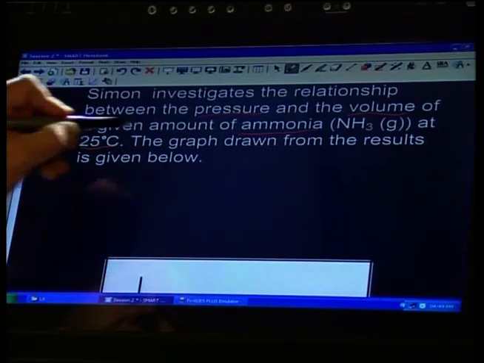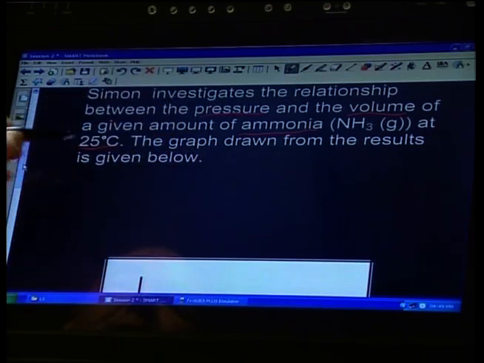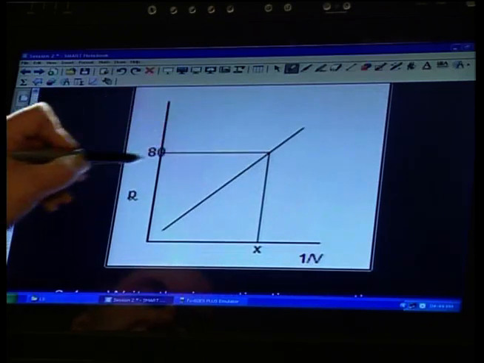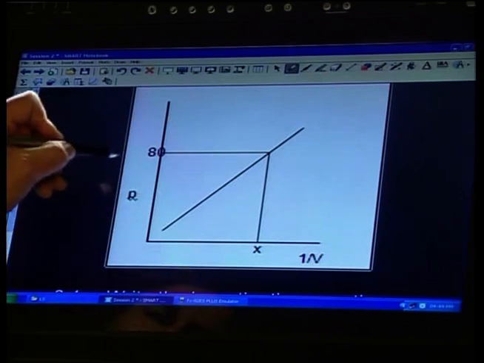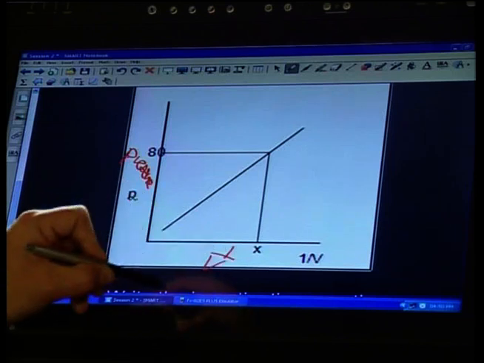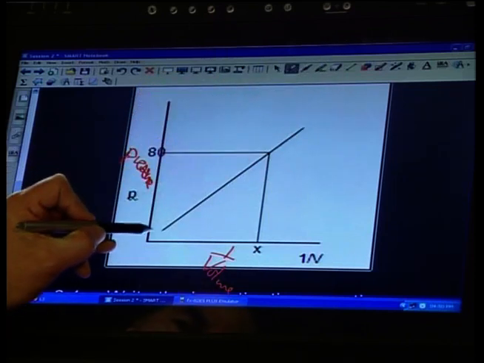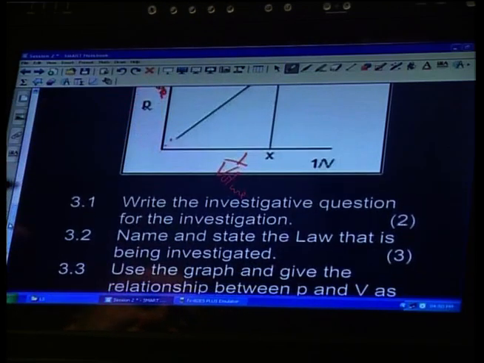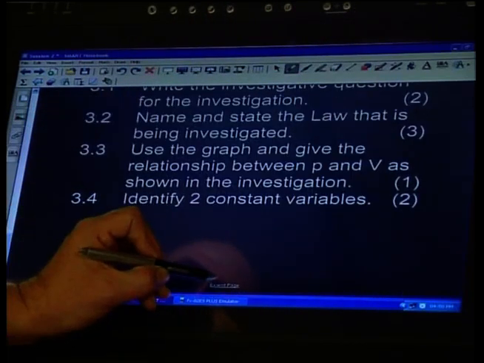So we're changing the volume and we're seeing how the pressure is affected. We're keeping it at 25 degrees Celsius. We've got this graph and we've got some values filled in. What we need to recognize is here is pressure and here is 1 over volume. So this is 1 over volume. And we've got a straight line that looks to me like it would pass through the origin. So all of that is giving us information for us to be able to answer the question. So let's go about it.